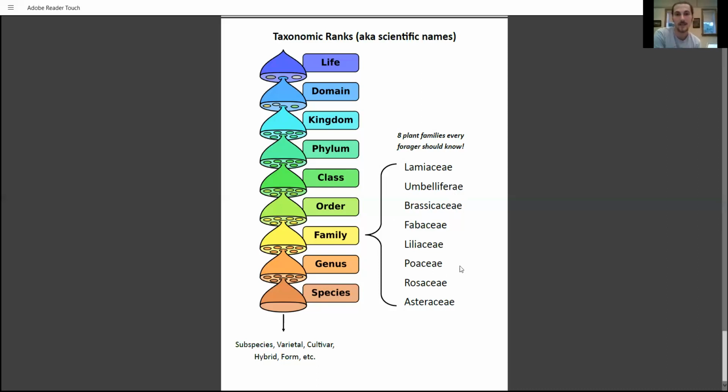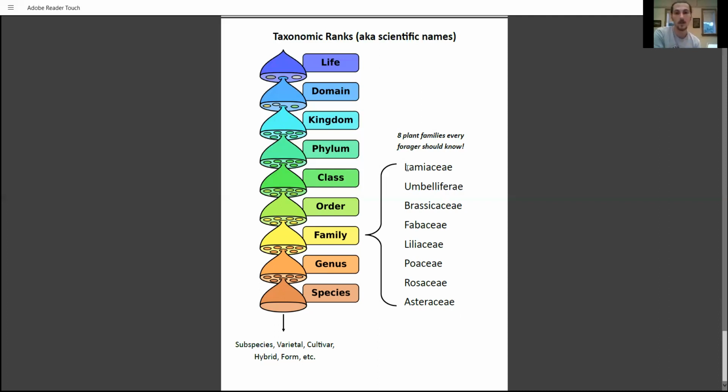I've listed 8 families here. You'll notice again, this is the Latin name for all these families. So it seems very foreign and confusing, maybe even difficult to pronounce. You don't need to worry about that. Just get familiar with the visual of the word, so when you see it later, you can be familiar.